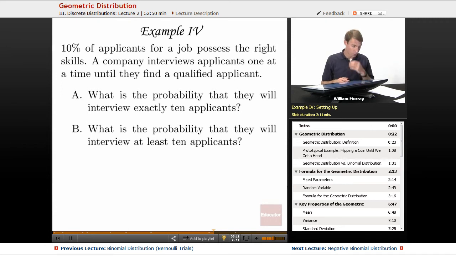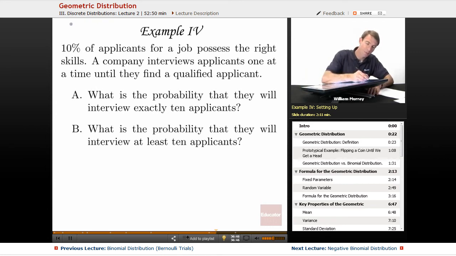Then part B here, we're going to calculate the probability that they will interview at least 10 applicants. So maybe they'll have to interview 50 people before they find the perfect person for that job, but it's at least 10. So this is a geometric distribution because, again, we have a sequence of trials ultimately ending in one success. And as soon as we get one success, as soon as we find one person who's qualified, we hire that person and then we send everybody else away. We stop the interview process right there. So this is a geometric distribution.